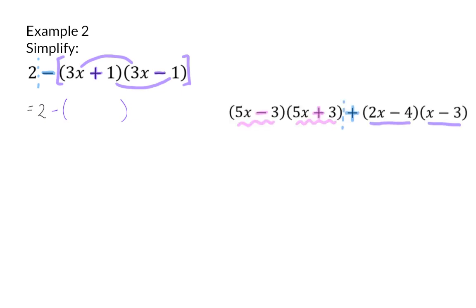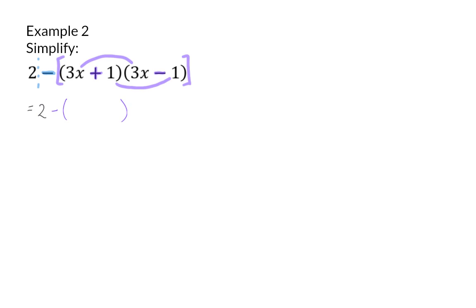If you compare this to example 1, you will see that in example 1 there was a plus in front of the term, and a plus does not change any signs. So in example 1, it wasn't necessary to write that answer in brackets. So in this case, we'll have 9x squared minus 1 in a bracket.